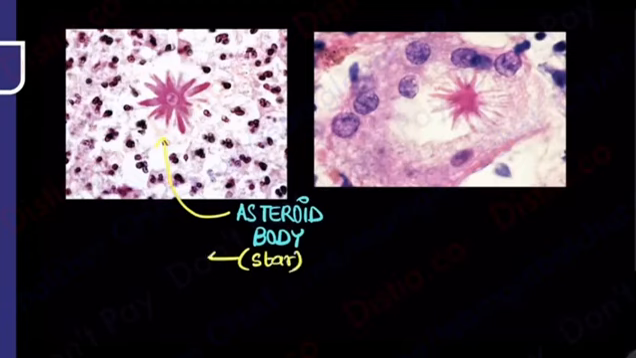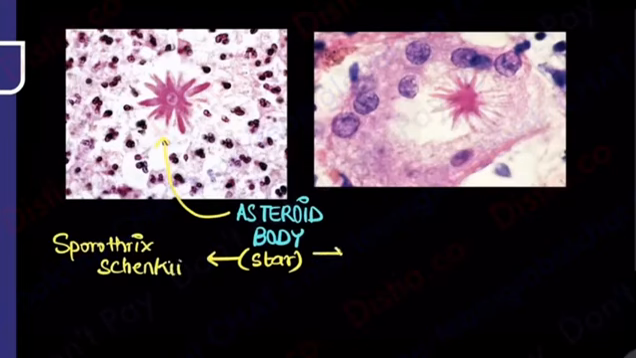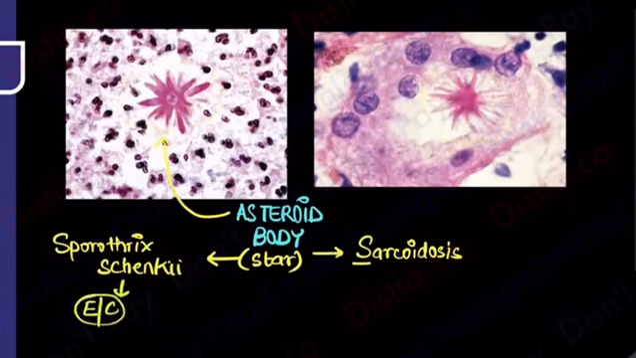So stars are seen in two S's. The first one that I taught you over here was Sporothrix schenckii, number 1. And the second one is an S that you see in the lungs very commonly, many other organs, but very commonly called sarcoidosis. How do I differentiate? Because the Sporothrix is also looking like a star and sarcoidosis is also looking like a star. Please remember, the star in Sporothrix schenckii is extracellular and the star in sarcoidosis is intracellular.